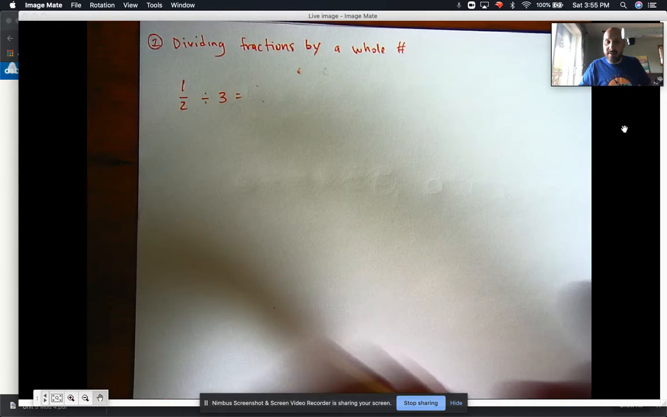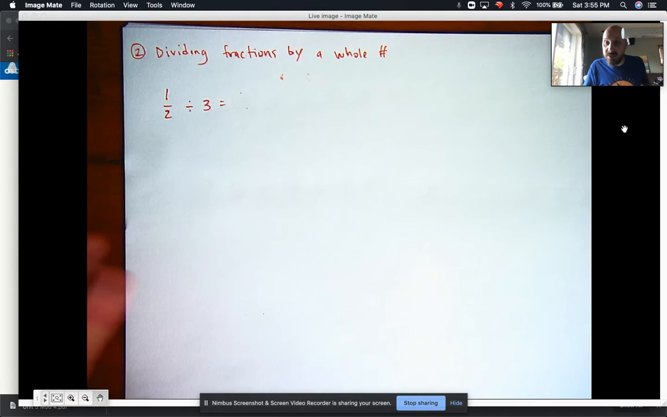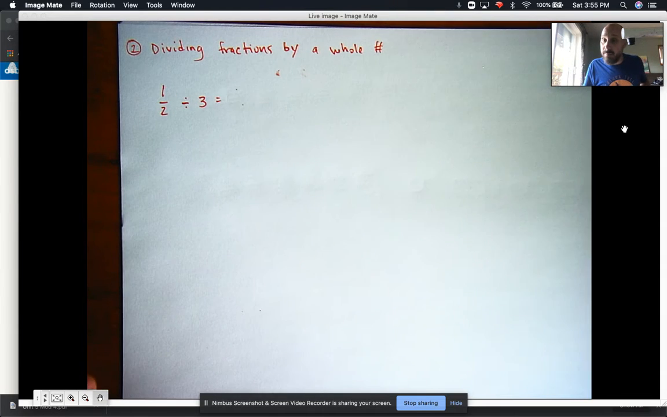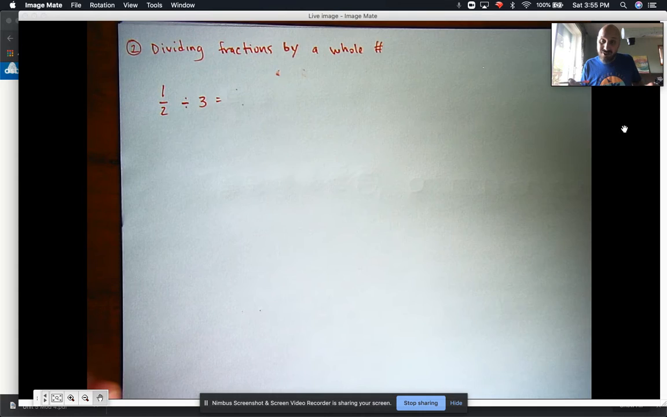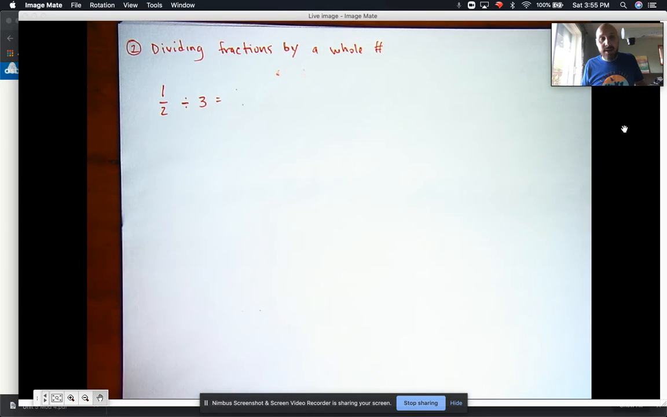I just wanted to break down dividing fractions by a whole number, and how that's going to be a lot different than dividing a whole number by a fraction. It's the inverse, it's the opposite. So let's just start with something small.